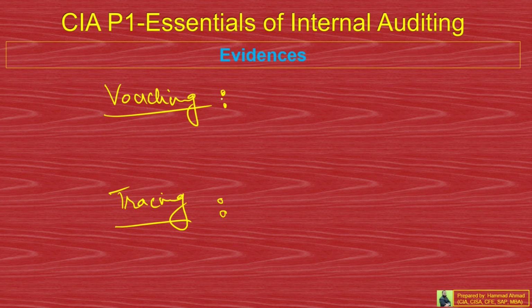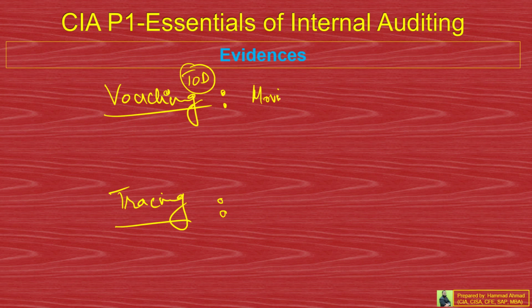Tracing means you check the entry in the system with the physical document, and I'm not sure about vouching. Yes, we always, especially in the firms, say do vouching in external audit specifically, right? So we also should know the meaning of vouching. Vouching is basically TOC, test of control, checking the test of controls. No, this is test of details actually. TOD.